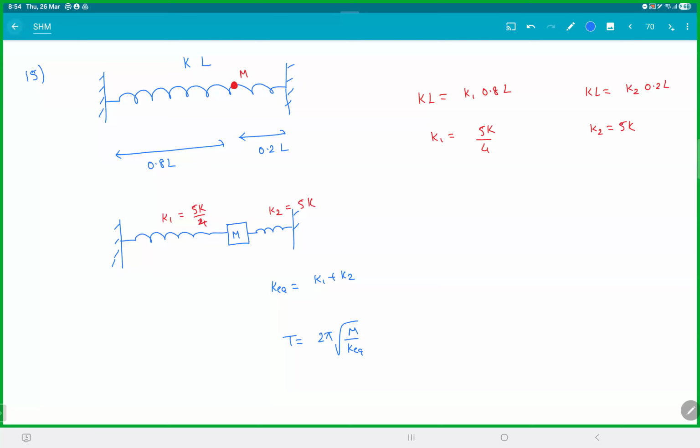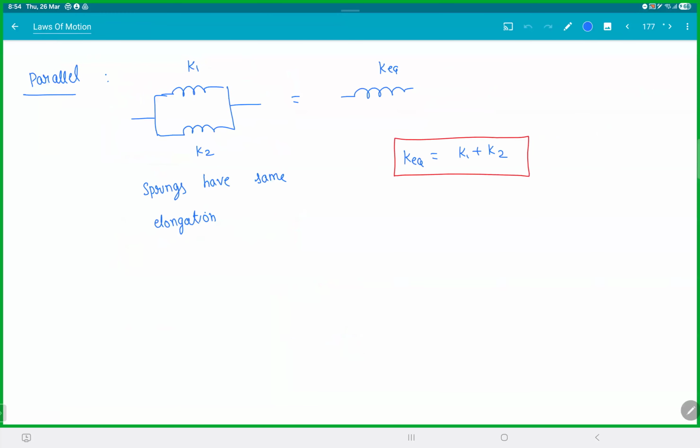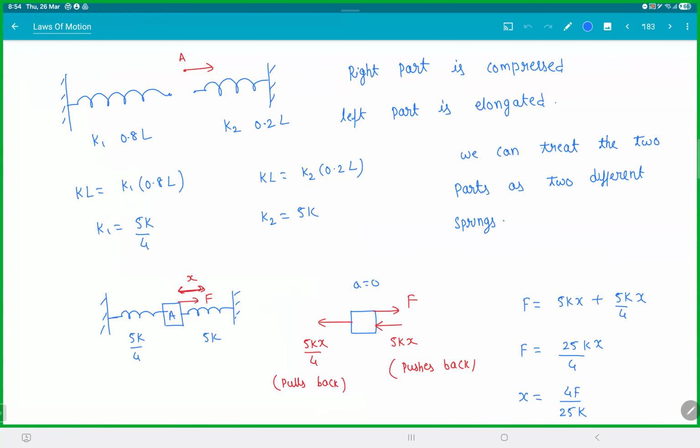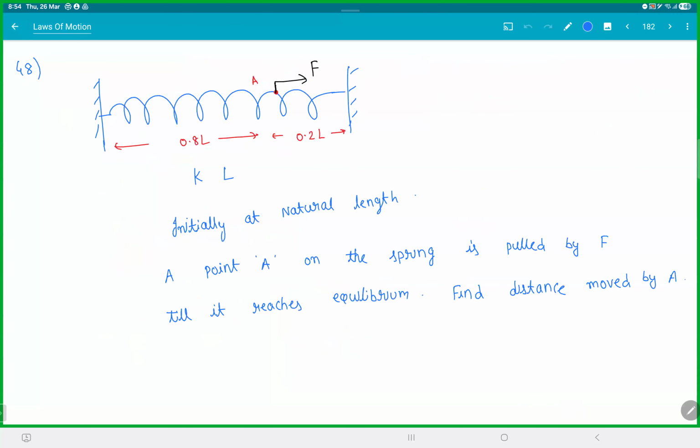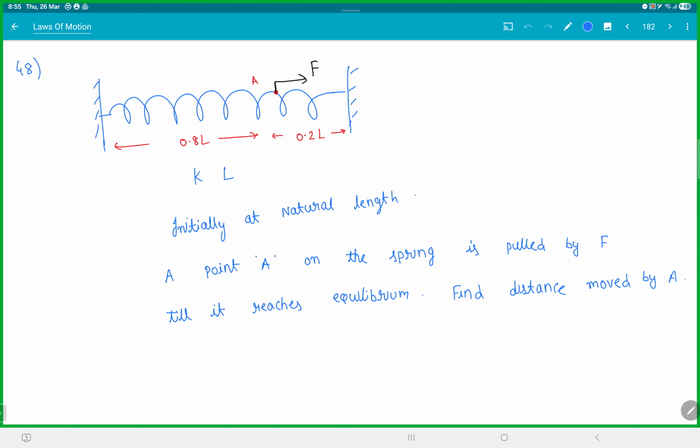You know where you have seen this question? You have seen this in laws of motion. Do you remember this question? There was a spring and you applied a force at a midpoint somewhere at A and you pulled it. Find the distance moved by A in equilibrium. This was the question there, which we did in NLM. So the idea was the same. At that time you didn't realize it, but this was the question. This is page 188 NLM.